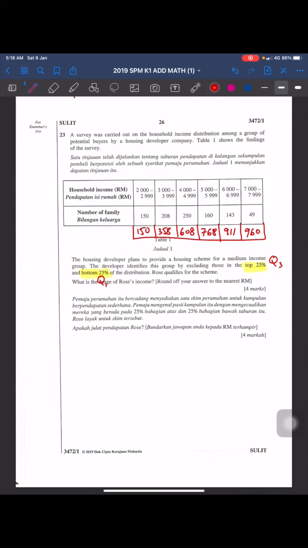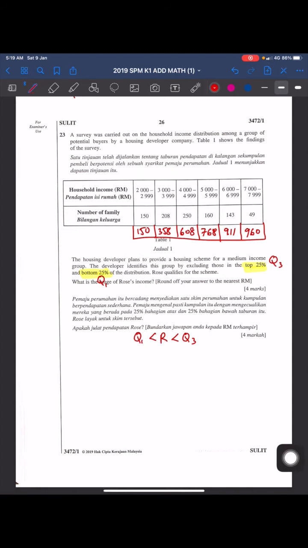So we know that Rose qualifies. It means Rose's income must be between the third quartile and the first quartile. Di sini cikgu tak letakkan equal sign, because dia kata di sini excluding those in the top 20 and bottom 25. So maksudnya dua-dua ni tak boleh sama. So yang ni saya tak letak equal sign lah.